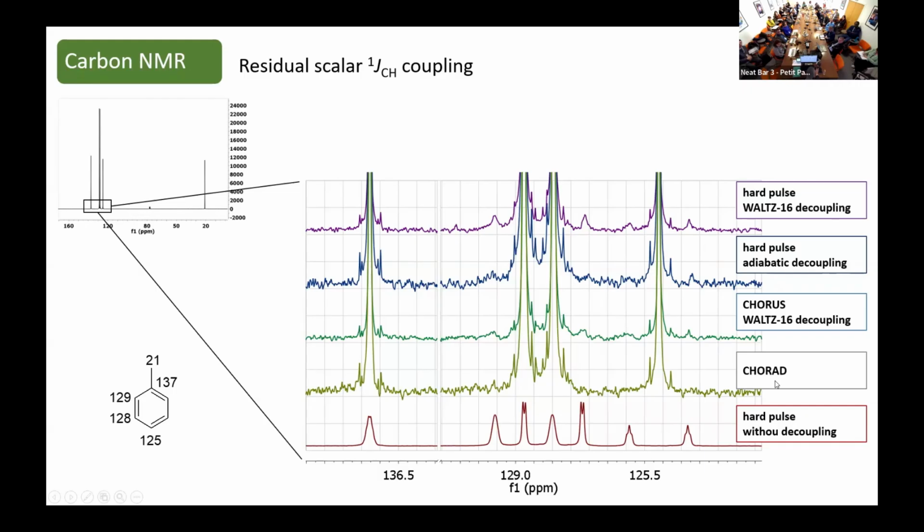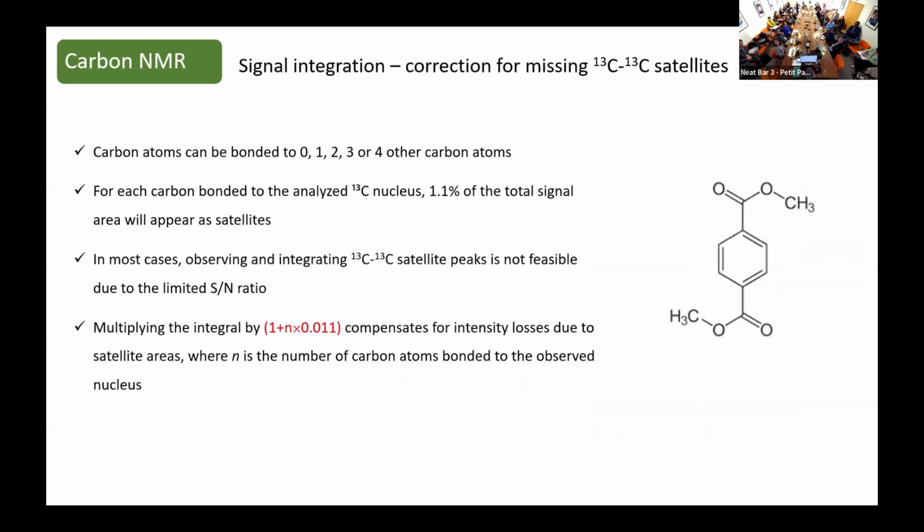And when we use this CHORUS sequence plus adiabatic decoupling, we couldn't see the residual peaks of the coupling of carbon and hydrogen anymore.